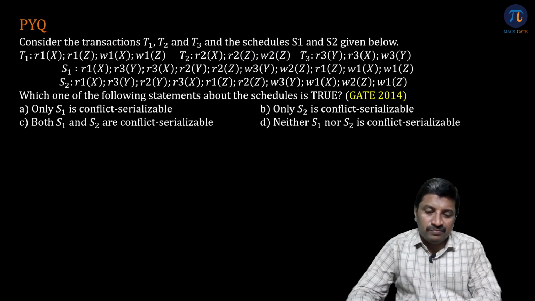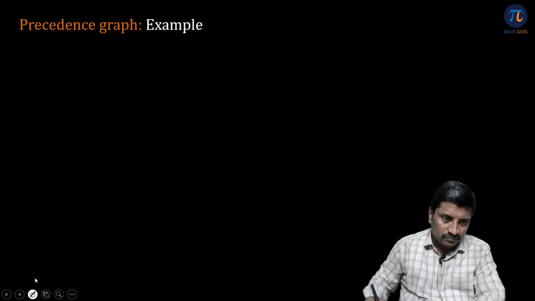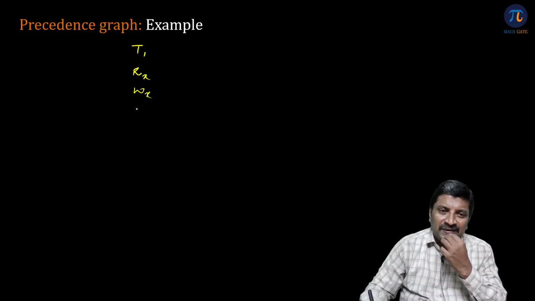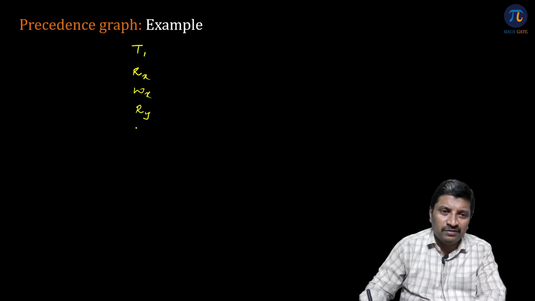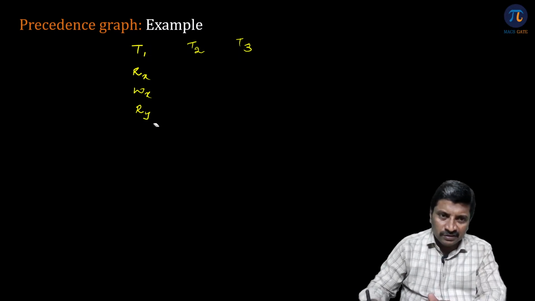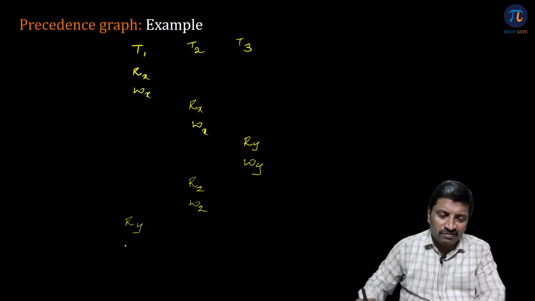Let me take one small example. In T1, let us suppose I have R1X, W1X, and let us assume it is also having RY, WY. Let me have T2, T3 also. Okay. Let me write like this, sir. Now this fellow is reading the value of X, reading the value of Y, and this fellow reading the value of Y, and he is reading Z, writing Z. Then this fellow reading Y, writing Y.